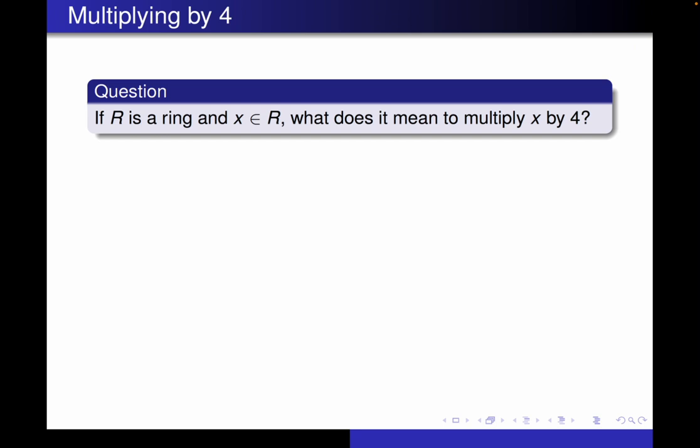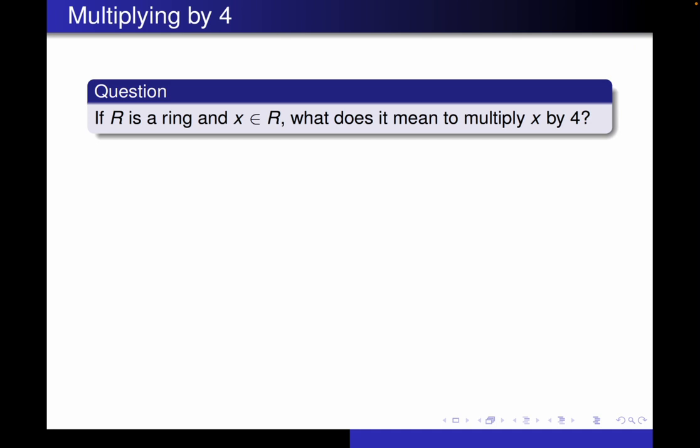Okay, so here's the question that motivates everything that we're going to be doing here. If R is a ring, and if x is an element of that ring, what does it mean to multiply that element x by 4? Now this may seem like a strange question because x is a ring element, 4 is an integer, and so in some sense we shouldn't be able to multiply them at all. They're not part of the multiplication in the ring.